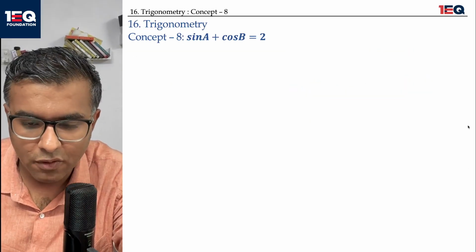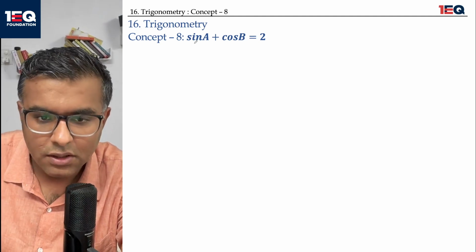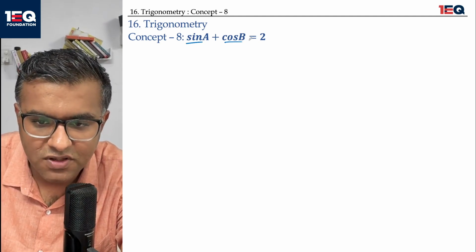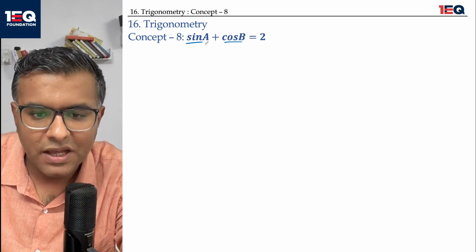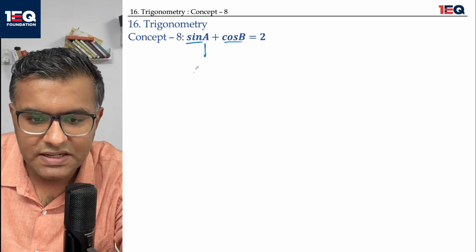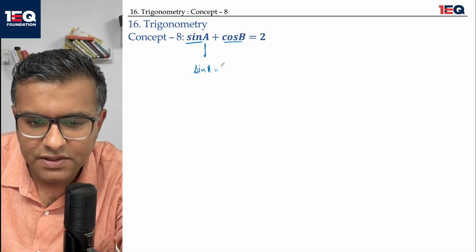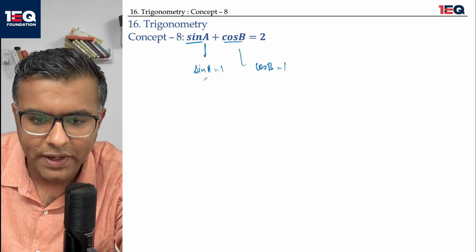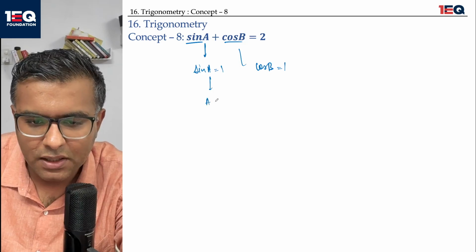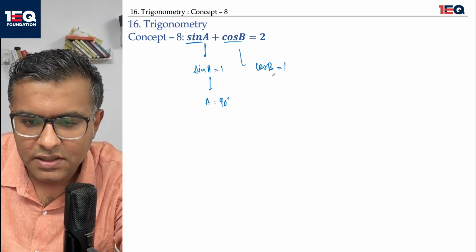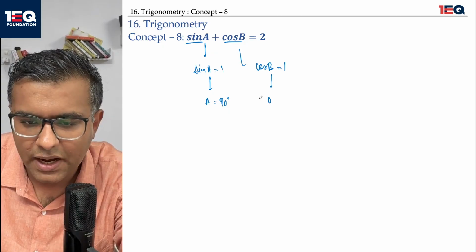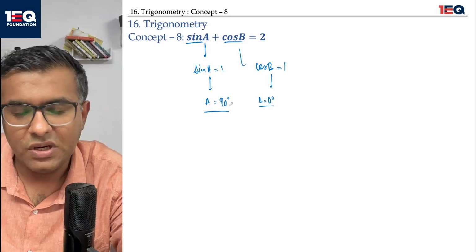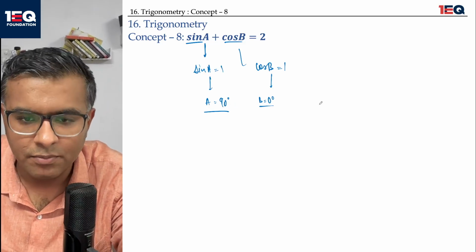So moving forward, we are here at the concept which says that sine A plus cos B is equal to 2. In this case, we have to assume that sine A itself is equal to 1 and cos B is also equal to 1. So sine A is 1 at 90 degrees and cos B is 1 at B equal to 0 degrees. So only these two things need to be kept in mind.